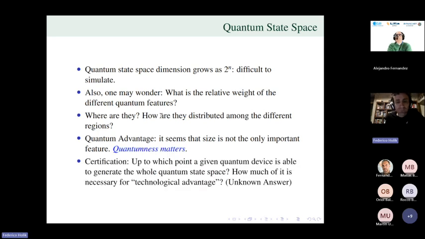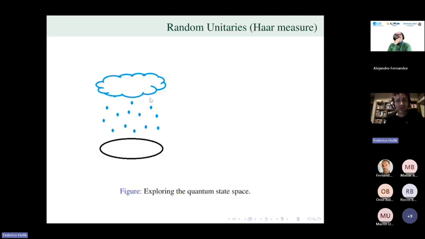You can do it with a probabilistic Turing machine. And it is also important for certification, because in the NISQ era, you can ask up to which point a given quantum device is able to generate the whole quantum state space. So combining quantum random circuits with the non-locality test, we get a very nice snapshot.